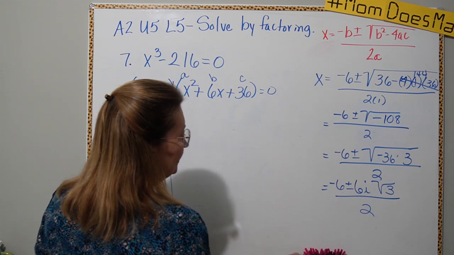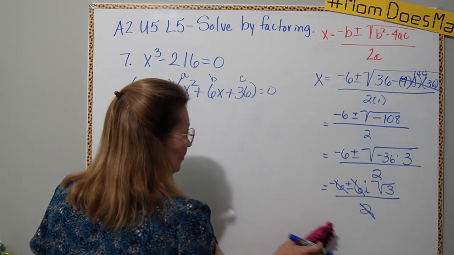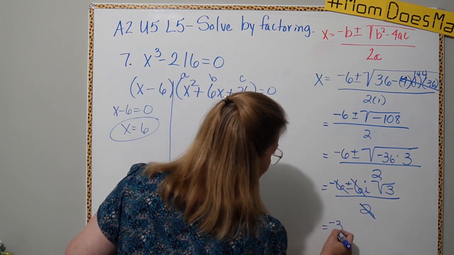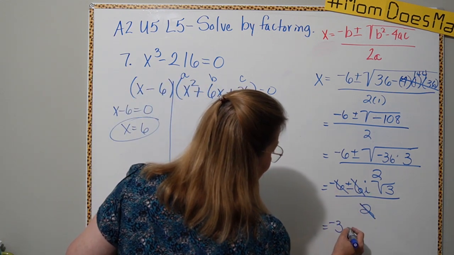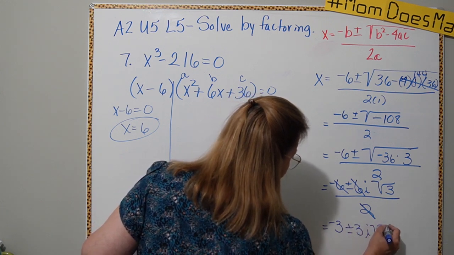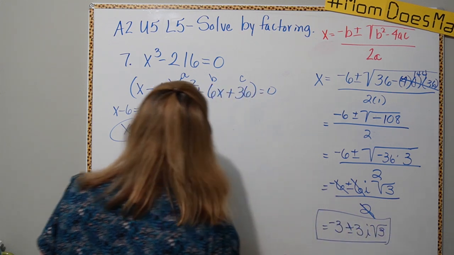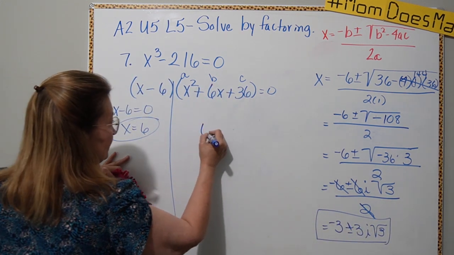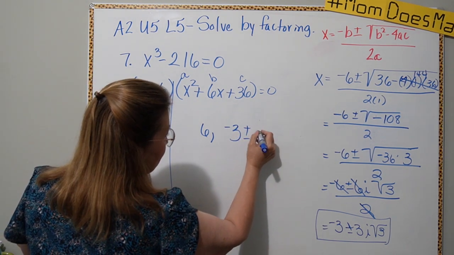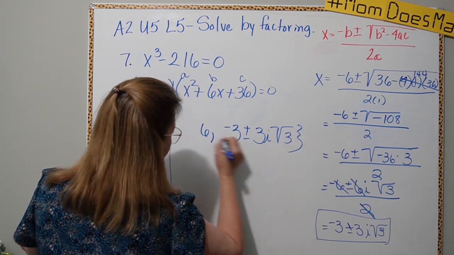Okay, now we're ready to cancel. 2 will go into both of those 6's, and what's that going to leave me? Well, 2 goes into this, that's going to be negative 3. 2 goes into this, that's going to be plus or minus 3i square root of 3. And that's your final answer. So we have 2. We have the 6, and we have negative 3 plus or minus 3i square root of 3.